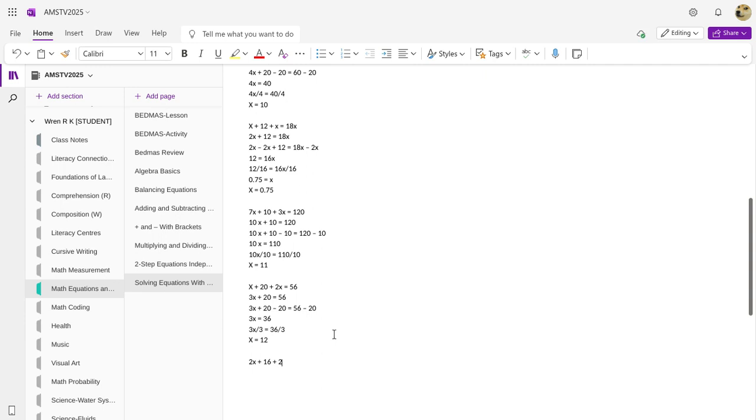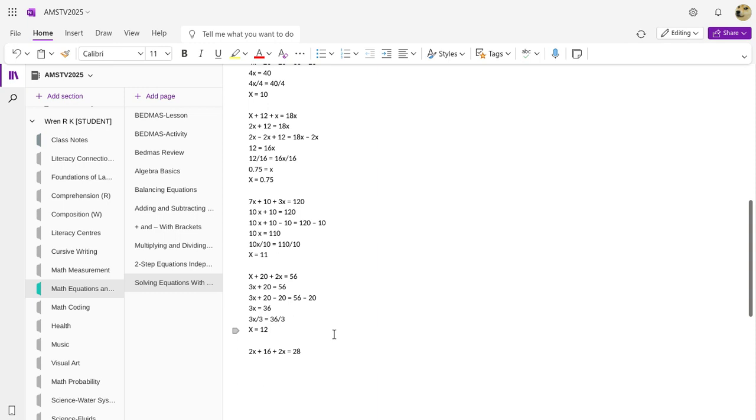Okay, what are my like terms? 2x and 12. Wait, what? 2x and 2x. Where did you get 16 from? Okay, I need my little brain to process everything. What term am I getting rid of first? 16. You divide it.